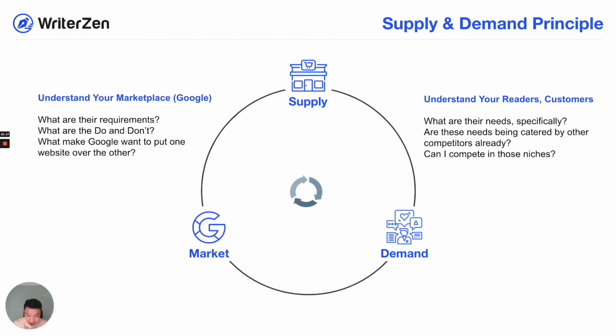The first thing you have to do is actually not to understand your consumer, but to understand the market that you're operating in, right? The playground. You are a player, so you have to understand the playground, the rules, the do's and don'ts, and everything.